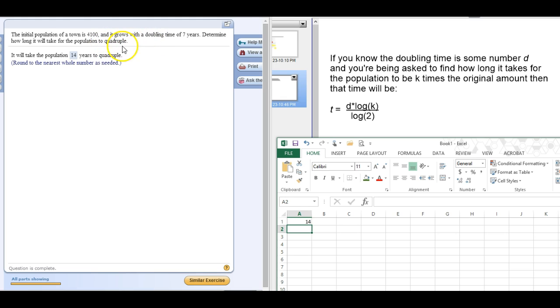When it's a power of 2, like 2, 4, 8, 16, 32, that's just multiple doubling times, and you would just multiply this number by how many powers of 2 that is. But if it starts to be other numbers other than powers of 2, like 6, then you'd have to use this formula. Alright, doubling time times the log of whatever multiple you're wanting to do divided by the log of 2 will always give you that time.